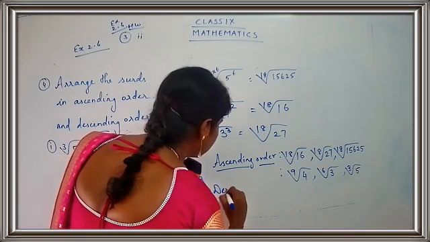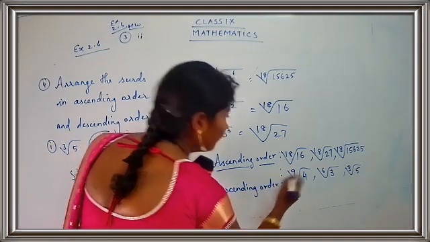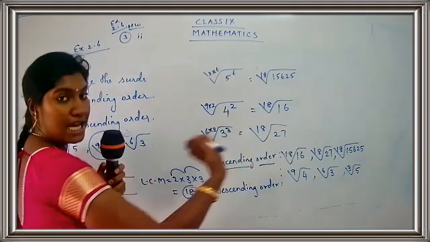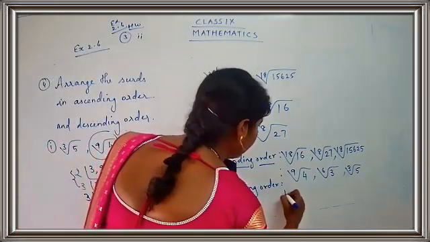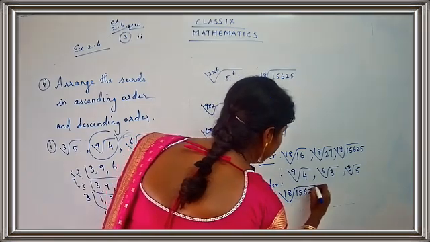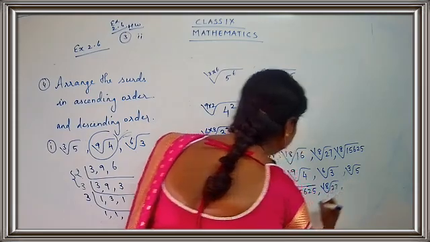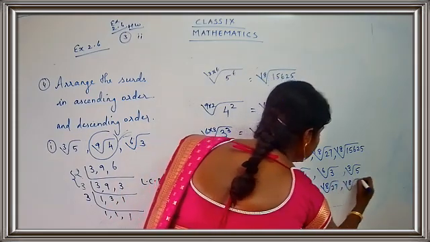I'll just continue here. Descending order. And you know how to write descending order. We just come from the back. Yes, we just take from the last part. So it's 18th root of 15,625, 18th root of 27, 18th root of 16.